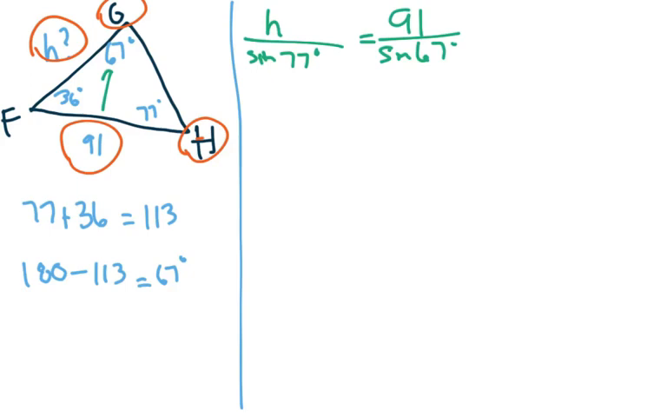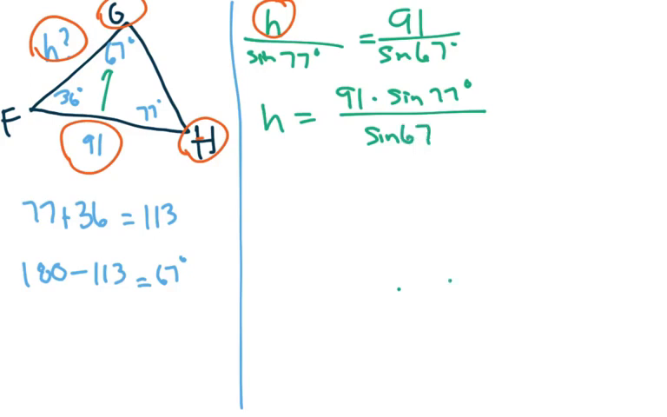Now if I'm trying to isolate the H, I need to multiply both sides by the denominator on the left side. So I will be multiplying both sides by the sine of 77 degrees. It cancels on the left and leaves me with H equals 91 times the sine of 77 degrees, all divided by the sine of 67 degrees. From here, I just need to plug this into my calculator, and it's going to give me my answer in the end.